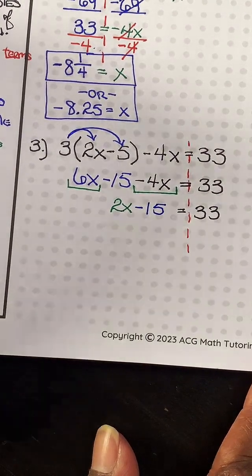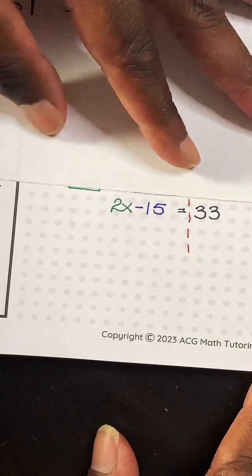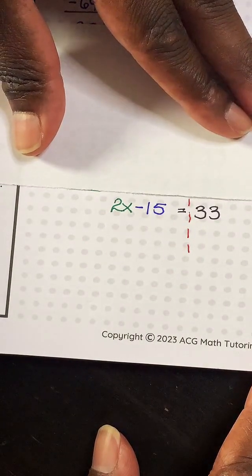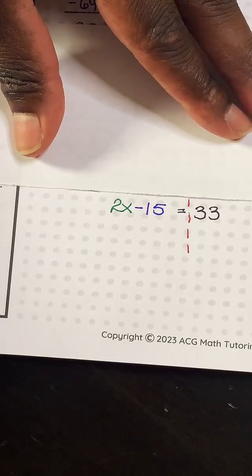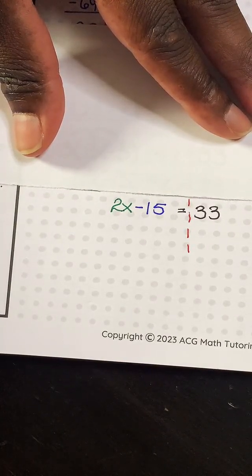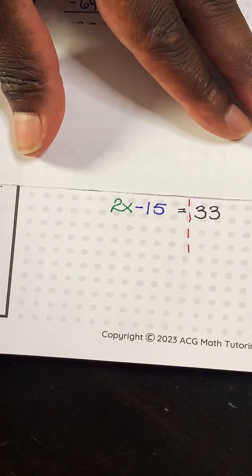There we are. So now we have our 2x minus 15 equals 33. So we're trying to isolate that x. Okay. Hey, Apple user. Okay, give me a second.